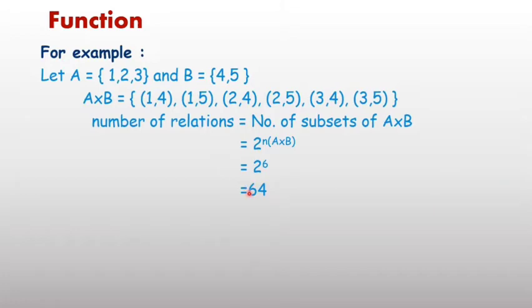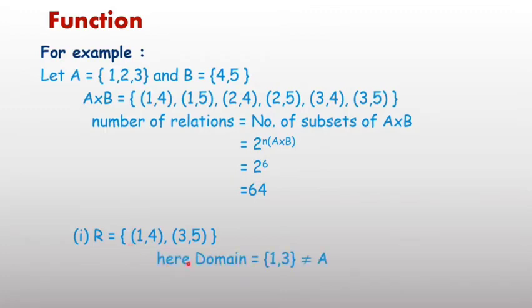Just one relation as an example I want to write here now. R equals {(1, 4), (3, 4)}. Now, it is a subset of A cross B, meaning it is a relation. First condition satisfied. Now, here domain equals {1, 3}. The collection of first components in a relation is known as the domain. There are two elements, of set A, {1, 2, 3}. Meaning it is not equal to set A.